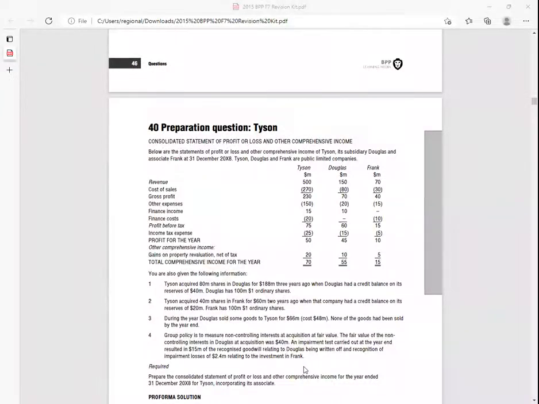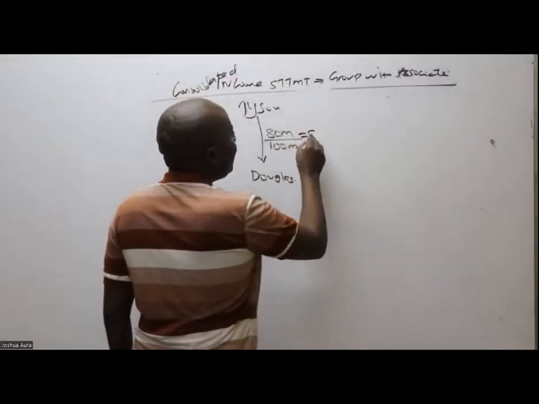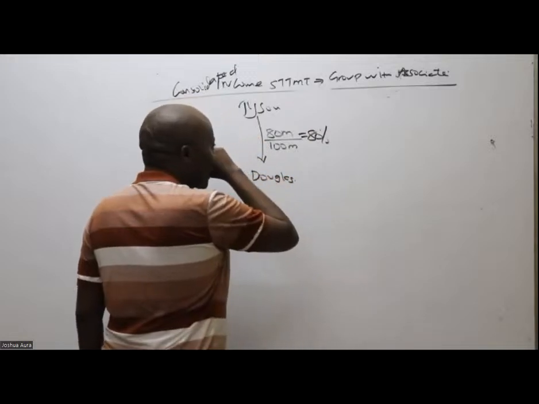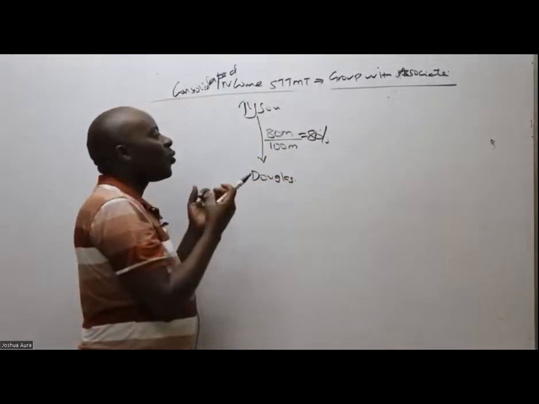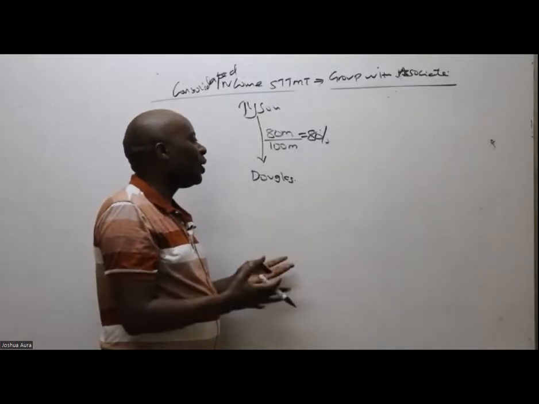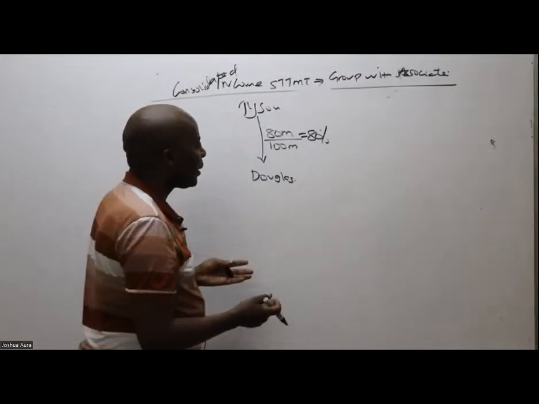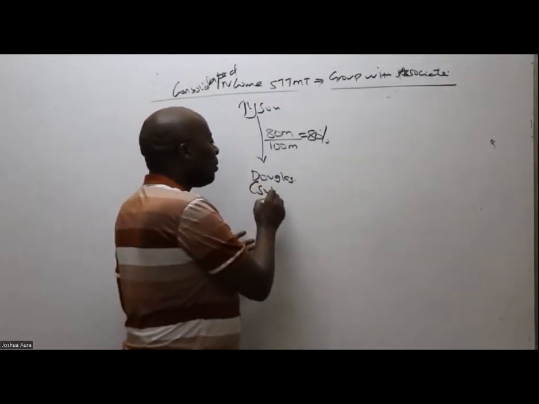So then 80 over 100, this will translate to 80%. So even if they never told us, 80% honestly is quite big. This means that Tyson is controlling Douglas. So it means automatically that Douglas is a subsidiary.